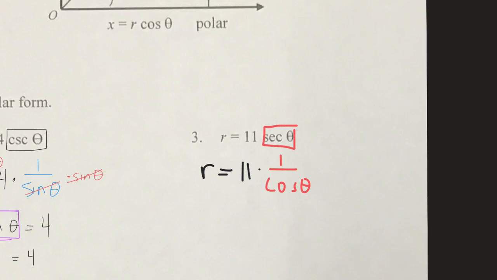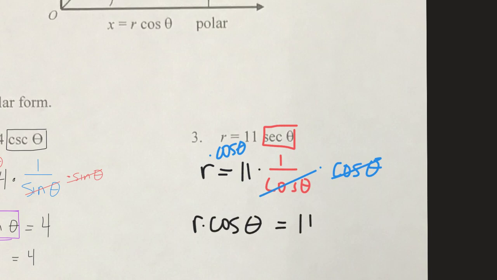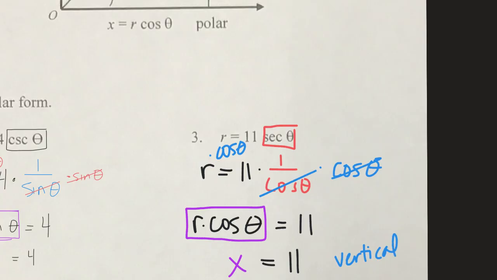So just like with our last problem, our next algebra step is multiply both sides by cosine. So r times the cosine of theta equals 11. Can we replace now? Yes, we replace r cosine with x. So the beginning, that is an equation of a vertical line, right? X equals 11 is a vertical line through 11. R equals 11 secant of theta is a polar equation for a vertical line.